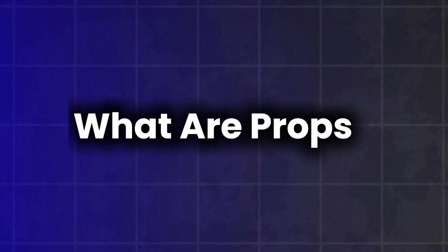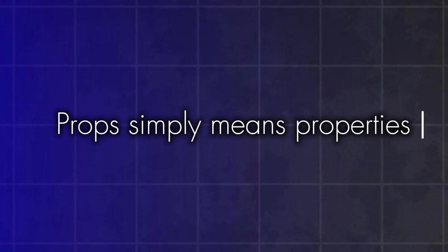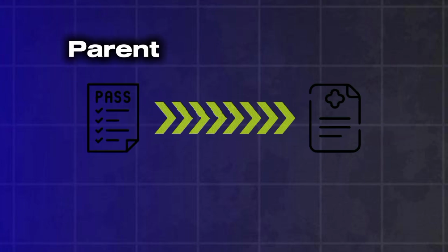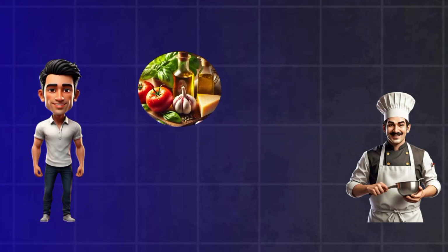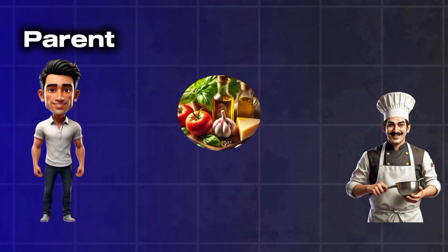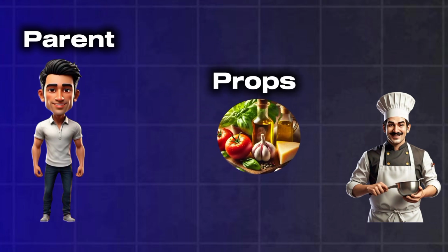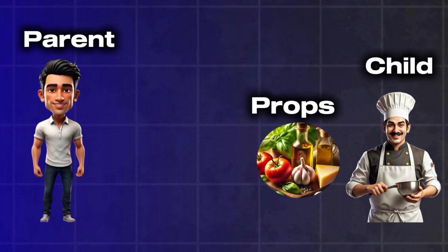What are props? Props simply means properties. It allows us to pass data from the parent component to the child component. Think of it like you passing ingredients to a chef to prepare food. You passing the ingredients is the parent component. The ingredient here is the props, whilst the chef is the child component.